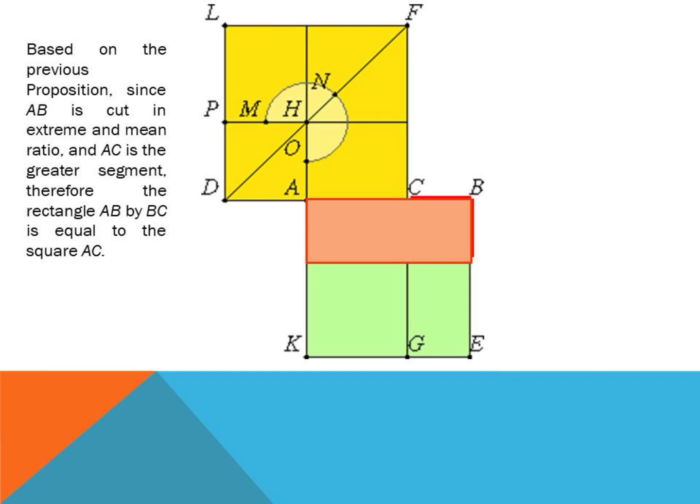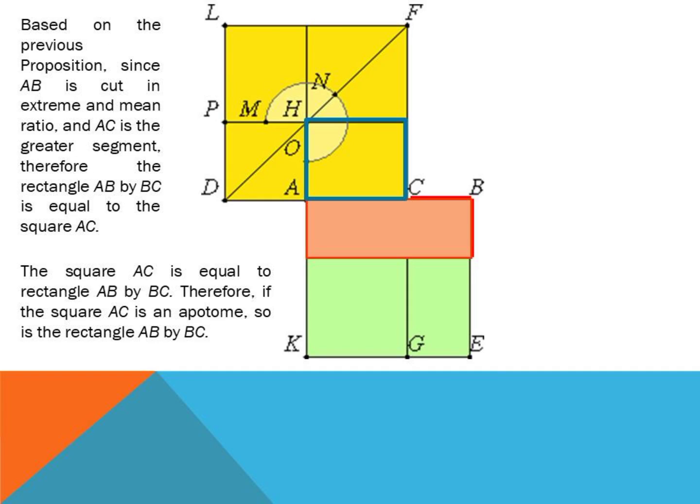Next, based on the previous proposition, since AB is cut in extreme and mean ratio, and AC is the greater segment, therefore, the rectangle AB by BC is equal to the square on AC. Then, if the square on AC is equal to the rectangle AB by BC, therefore, if the square on AC is an apotome, so is the rectangle AB by BC. Yes, they are both an apotome.